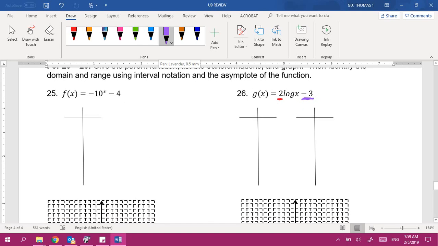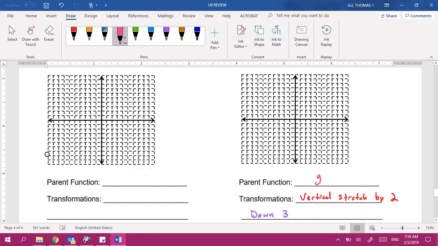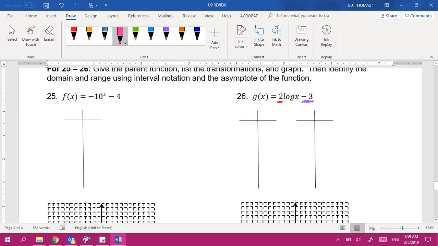So what is the parent function here? Log of x, right. So your parent function is going to be g of x equals log of x. Alrighty, so now we have to graph it, but you don't know any points for log of x, right? So how are we gonna go about graphing such a thing?